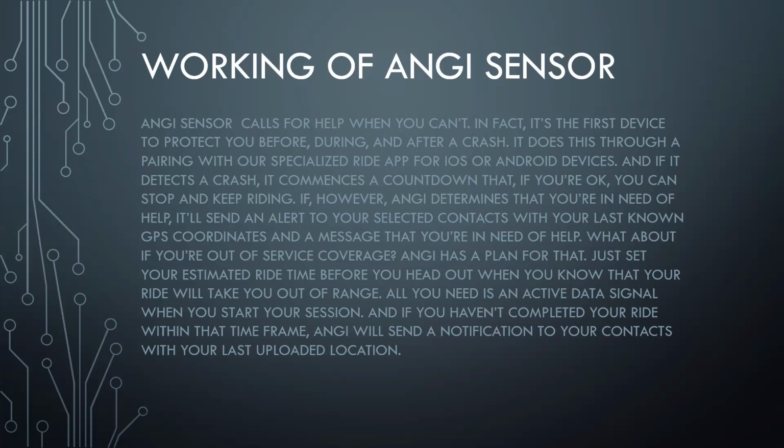And the next is, how do you test an ANGI sensor? At the beginning of your ride, all you have to do is say that you have ANGI, the light will flash green, and then press start on your helmet, and the bike computer will display a notification showing that ANGI has been connected.